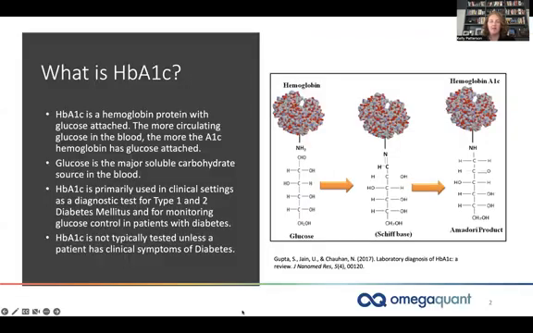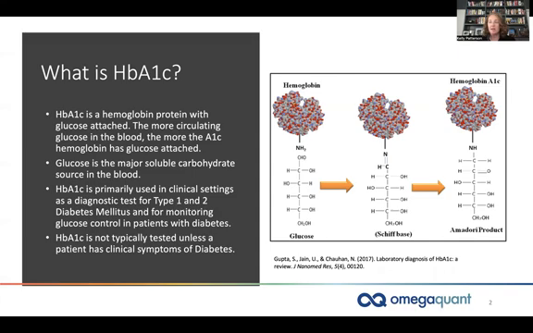So starting off with what is hemoglobin A1C? Hemoglobin A1C is a hemoglobin protein that has glucose attached. The more circulating glucose, which is the major soluble carbohydrate source in our blood, the more glucose that's floating around in our blood, the more of it will become attached and attracted to this hemoglobin A1C protein. A1C is just the name of this particular hemoglobin protein that attracts this glucose.